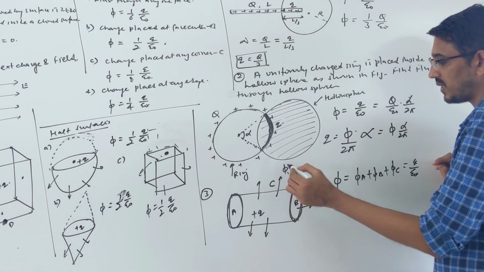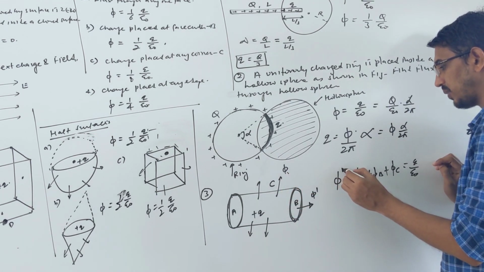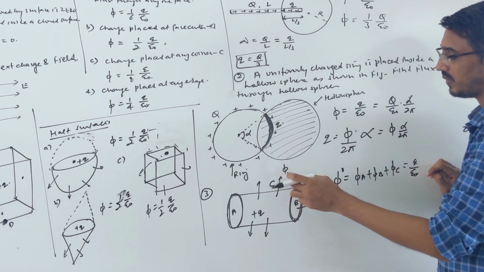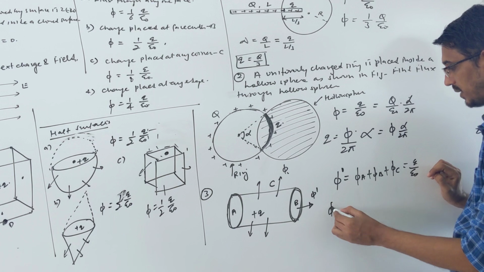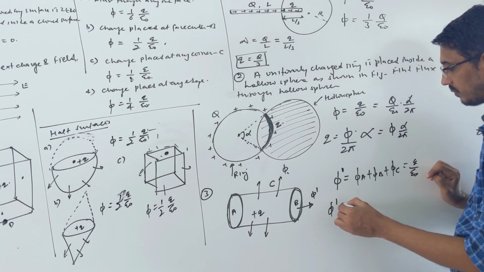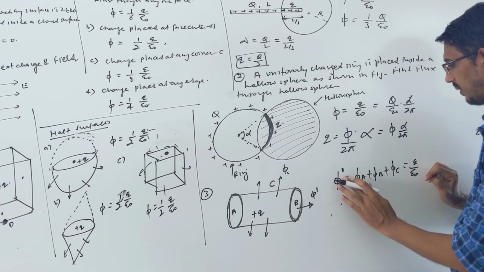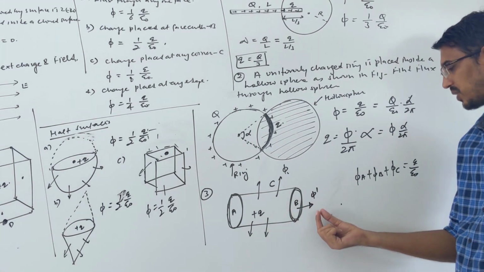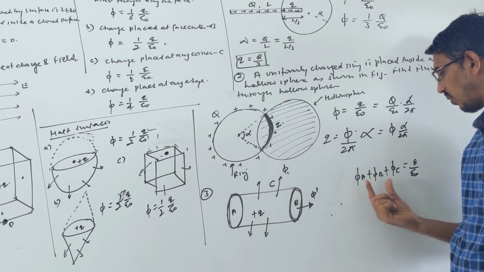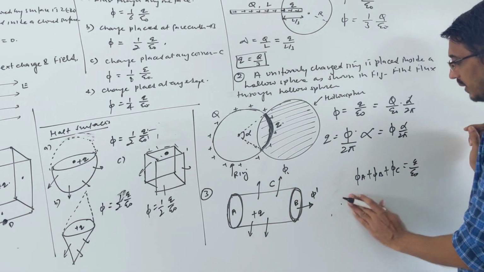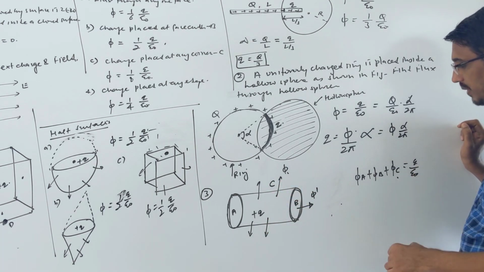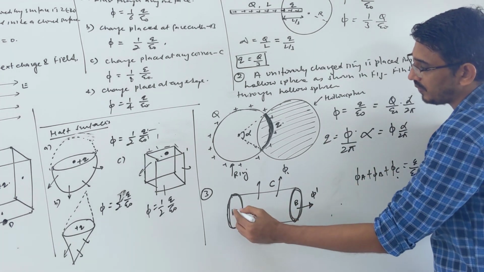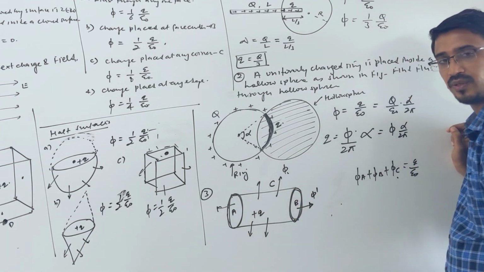Now what is given to us? The flux through surface C was given as phi. Flux through surface A, plus flux through surface B, plus flux through surface C, all should be equal to Q upon epsilon naught. Now look here again, you see that surface A and surface B are equal.